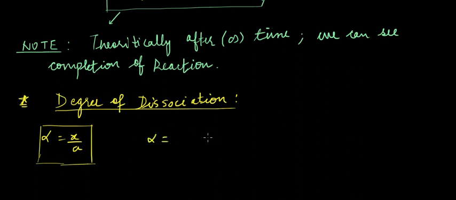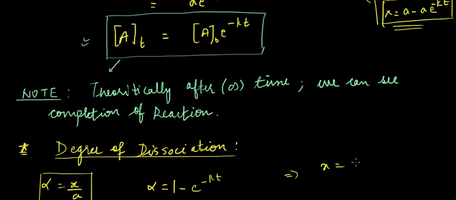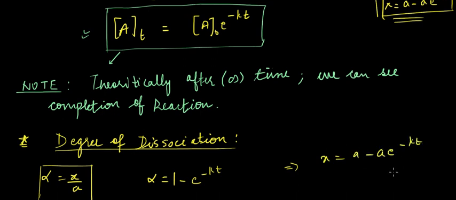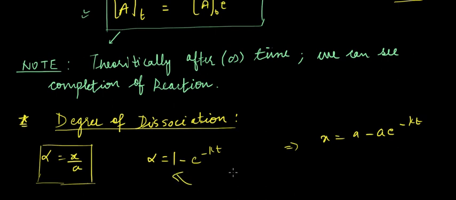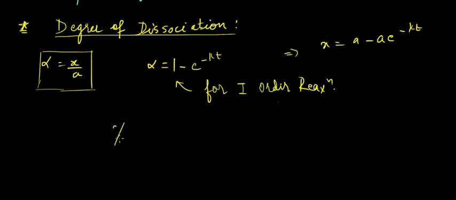So alpha would be equal to, for first order reaction, 1 minus e to the power minus kt. Why? Because we already saw that x is equal to a minus a e to the power minus kt. Hence x by a for first order reaction would be 1 minus e to the power minus kt. And similarly percentage alpha we can easily calculate by 1 minus e to the power minus kt multiplied with 100.